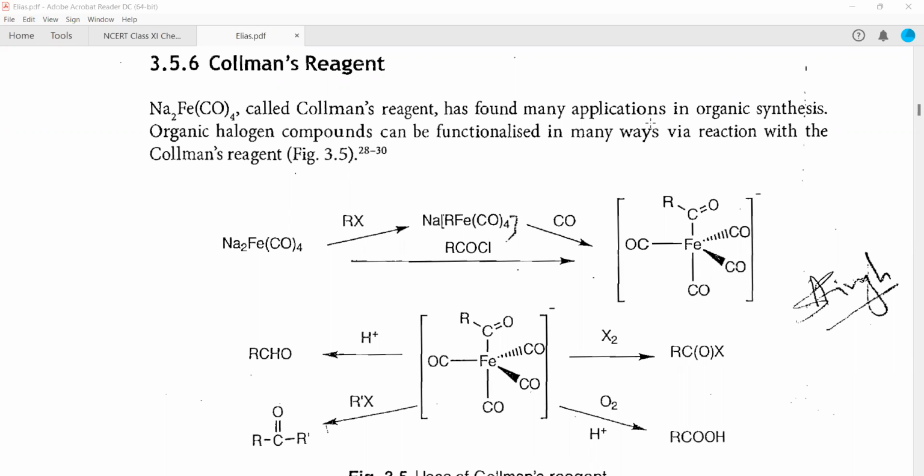Now, let us talk about a very famous carbonyl-based reagent, that is Collman's reagent, that has iron as the metal center and carbonyl as the ligand, and Na positive as the counter cation. This reagent has quite a lot of application in organic synthesis, as a lot of compounds you can functionalize using Collman's reagent. Okay, so let us talk about all of these.